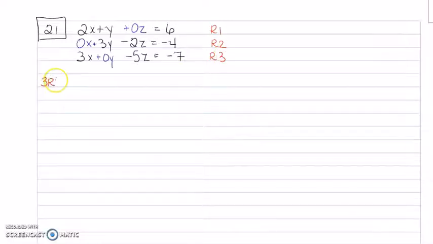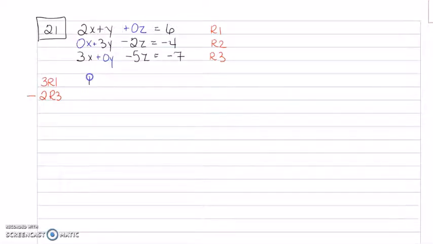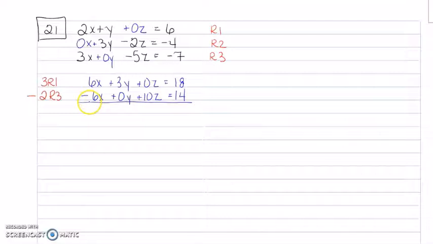I'm going to take 3 times row 1 minus 2 times row 3. So 3 times row 1 will look like 6x plus 3y plus 0z equals 18. And negative 2 times row 3 will look like negative 6x plus 0y plus 10z equals 14. And then when I add those two, my x's are eliminated. I have 3y plus 10z equals 32.